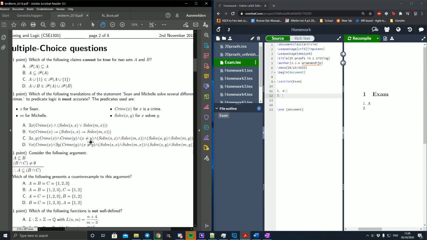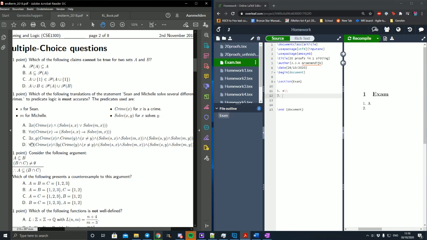Okay, so translating these would be: there is an element which is a crime, and Sean solves that one crime, or Michelle solves that one crime. Well, that's not saying anything about being different. And the same thing is for here. Here it says for every element, if X is a crime, then if S solves it, then M solves it. So in that case, they would say all the crimes that S solves are also solved by M, which is also not the case.